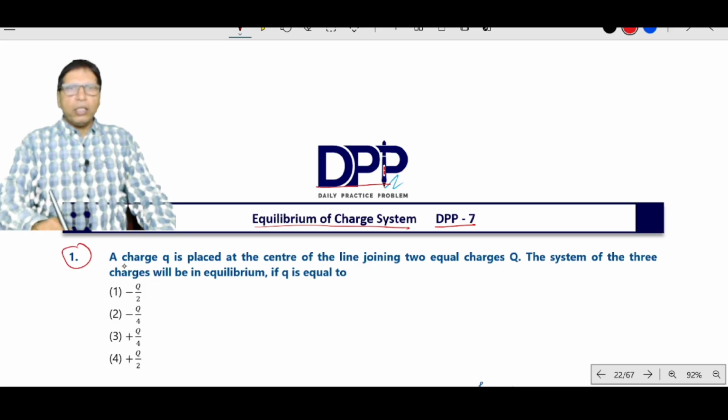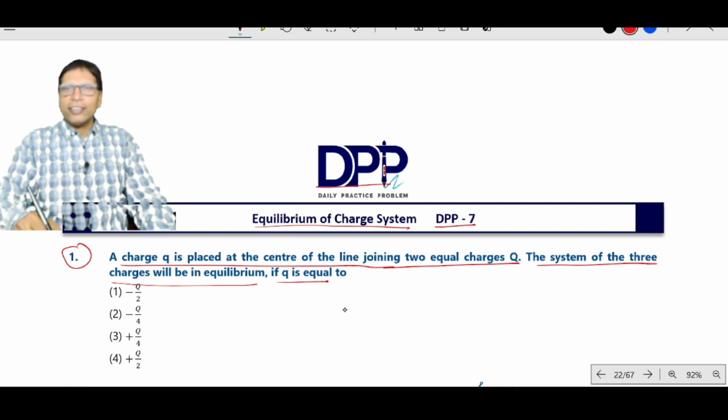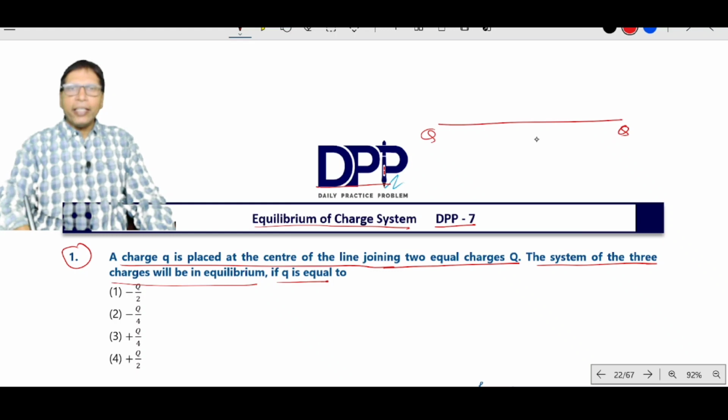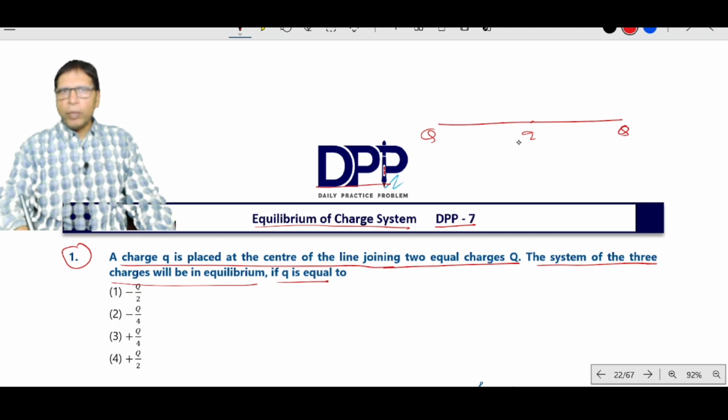Question number 1. A charge q is placed at the center of a line joining two equal charges Q. The system of the three charges will be in equilibrium if q is equal to? Look at this. This is the charge Q. This is the charge Q. And the small q charge is placed at the midpoint between the two. Now the three charges are in equilibrium. What will be the magnitude of q?